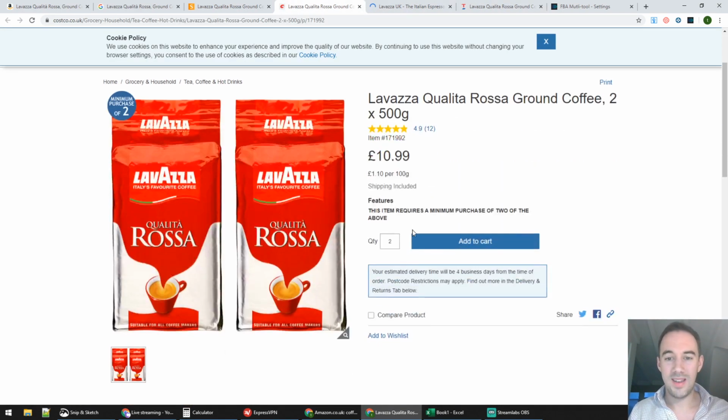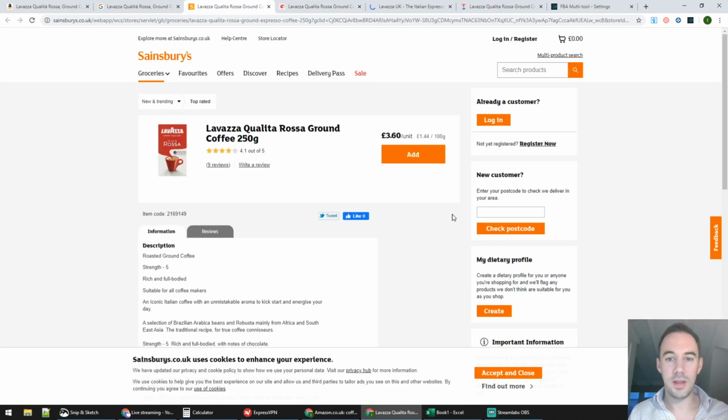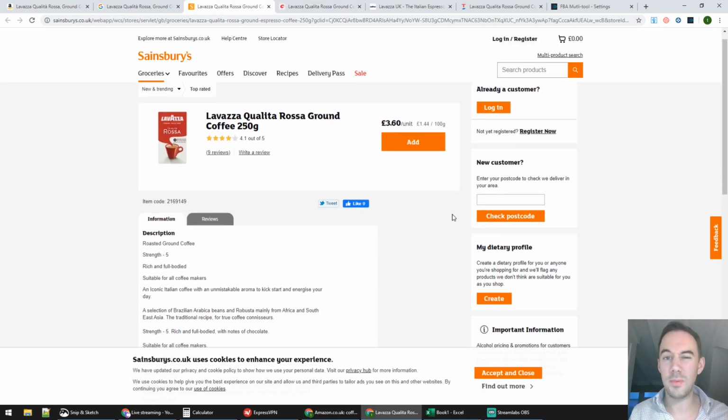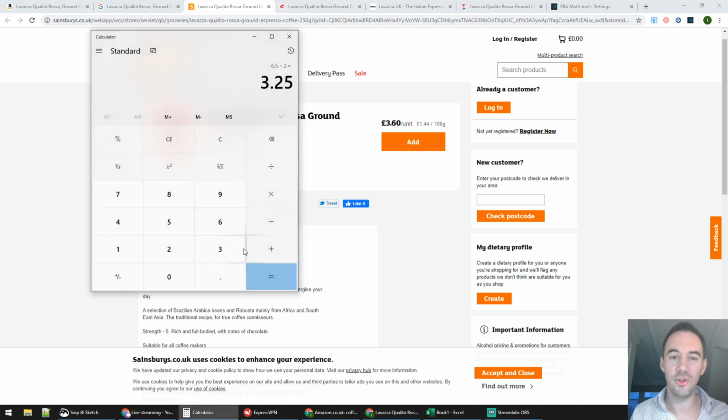£2.50. What do we got here? £10.99. Nope. What do we got? Sainsbury's £3.60. So that's probably about the cheapest I can find. Now I'd be quite surprised if I could find a great deal straight away, but we're not too far off this.